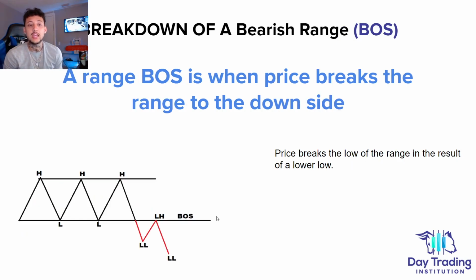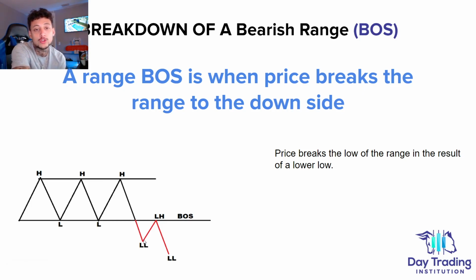Now let's break down what a ranging market looks like when it breaks out to the downside, meaning that it is a bearish break of structure, right? So a range break of structure is when price breaks the range to the downside. That is going to be a break of structure. So again, in a ranging or consolidating market, remember price is only making highs and lows. So here we have a high, a low, a high, a low, a high, and then notice how we have a lower low. That is going to be the break of structure here.